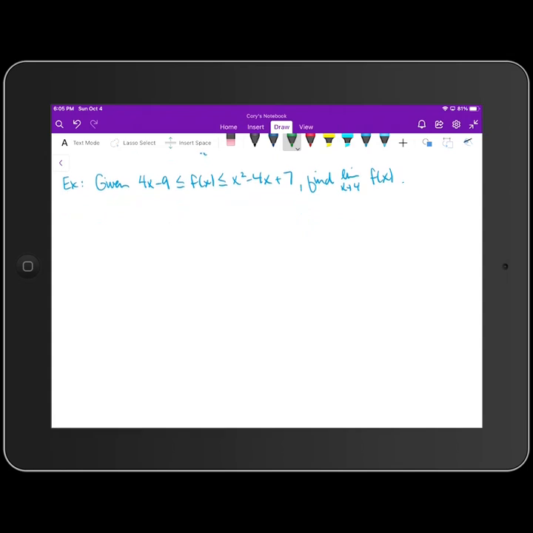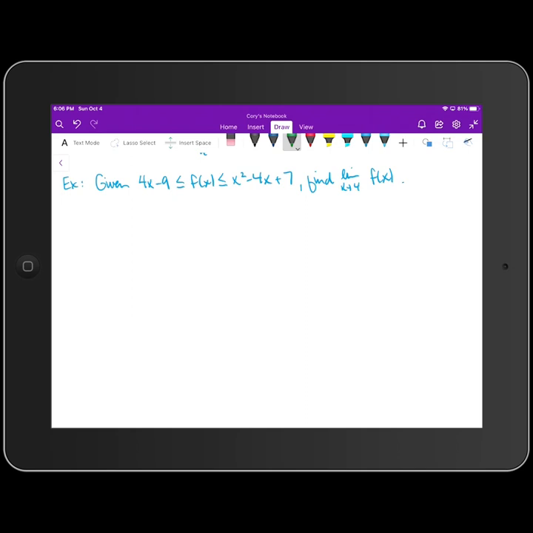So it says, given the function 4x minus 9 is less than or equal to f of x, which is less than or equal to x squared minus 4x plus 7, then we're asked to find the limit as x approaches 4 of f of x. Okay, so we have our function f of x that is bounded in between two other functions. Okay, 4x minus 9 and x squared minus 4x plus 7.